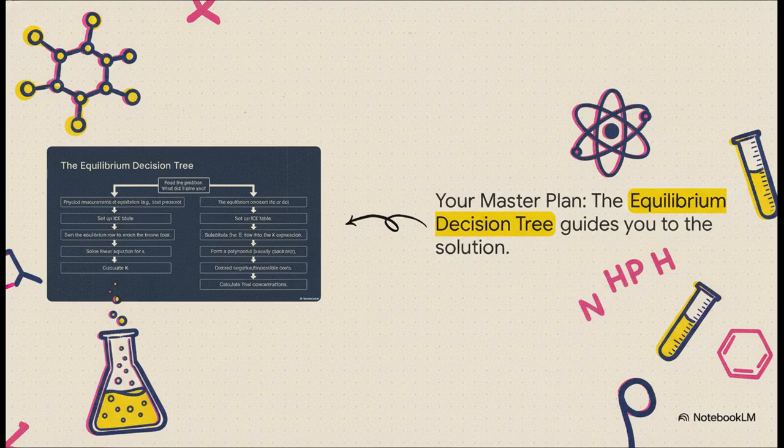Just recognizing which pattern you're looking at is half the battle. And here it is. This is the single most important takeaway. This is the equilibrium decision tree. This is your master plan. You start at the top, read the problem, and just ask yourself, what am I given? If the problem gave you physical measurements at equilibrium, you follow the path on the left. If it gave you the equilibrium constant K, you follow the path on the right. This flowchart will guide you step by step from the question to the answer, every single time.